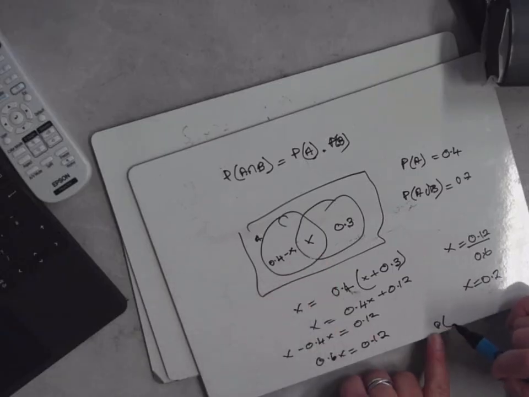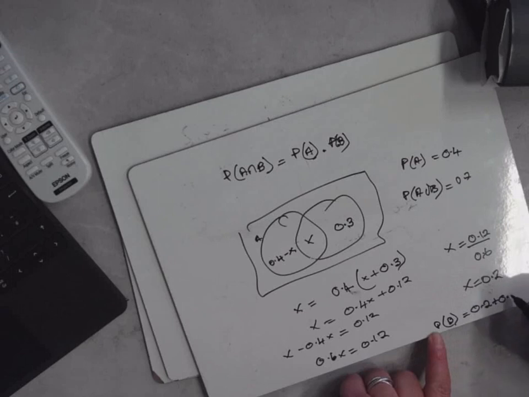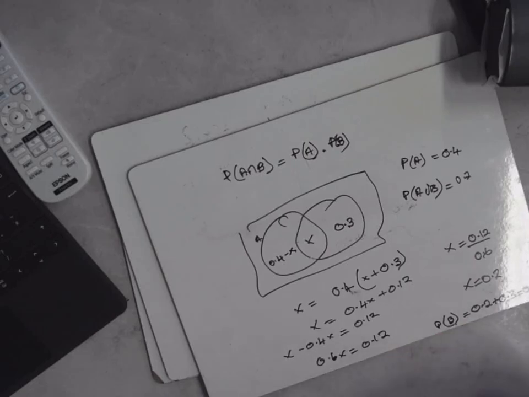So the question was, what's the probability of B? So the probability of B is the middle, which I just figured out as 0.2, plus 0.3, which is equal to 0.5. Now, that's the way I did it. I'm interested to see why they gave us that formula down at the bottom. If you put in what you got after doing all that, you end up getting 0.5.